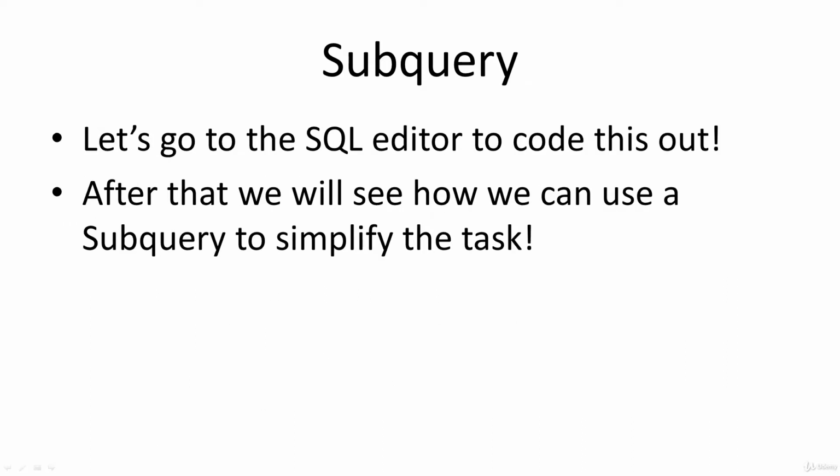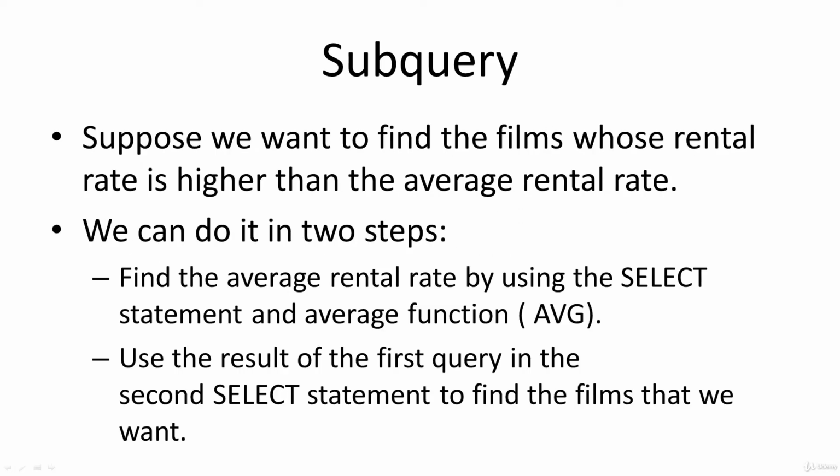So let me go ahead and go to the SQL editor to code that out. We're going to show how we could do that in two steps, and then later on we'll see how we can use a subquery to simplify the task. So first we're going to go the long way about it, and then we're going to show you how you can use a subquery to simplify it. So again, the task we're trying to solve is this first bullet point here. We want to find the films whose rental rate is higher than the average rental rate. I'm going to go ahead and jump to the SQL editor now.